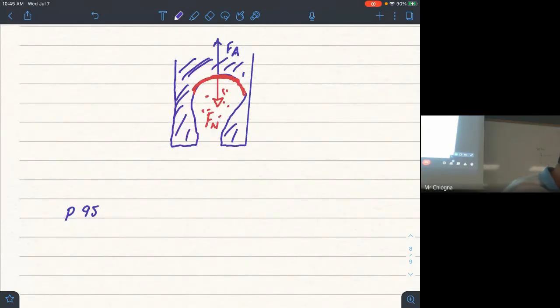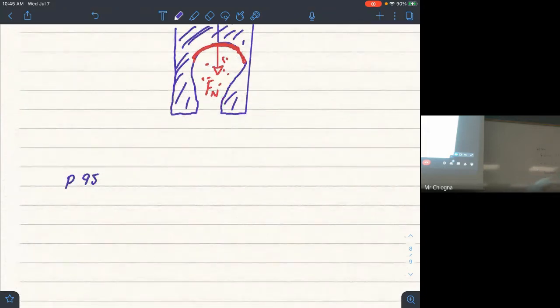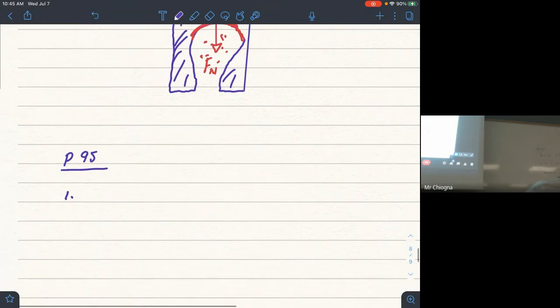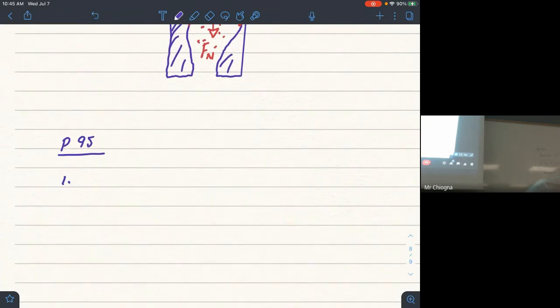Okay, so 95, let's go with 95. Let's go over page 95. Number 1. I'll draw the arrows first, add them together tip to tail, and then do the math.